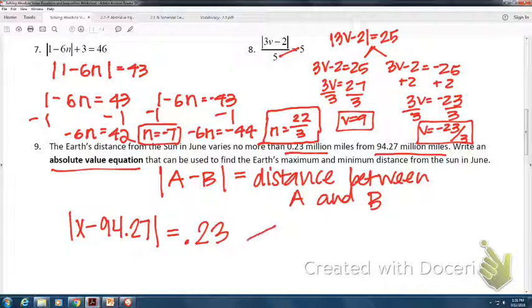You should get 2 answers. Solve it. No, I think you set up an inequality. Yeah, it says equation.